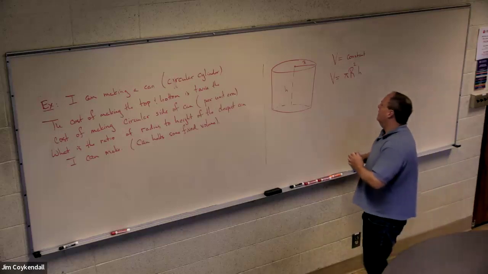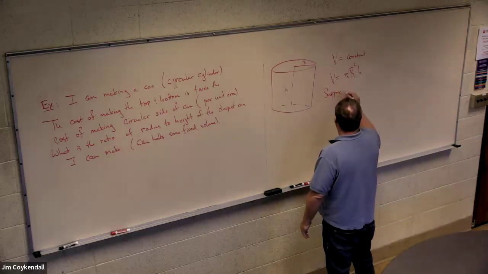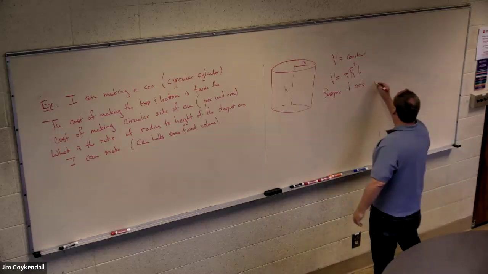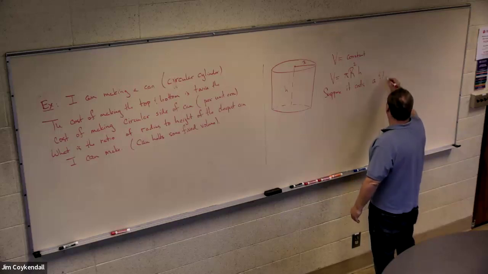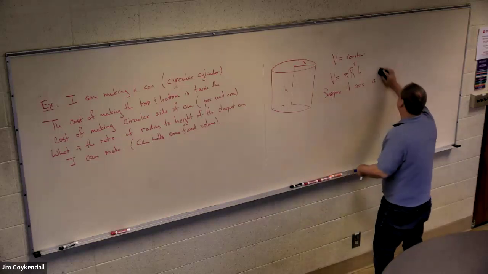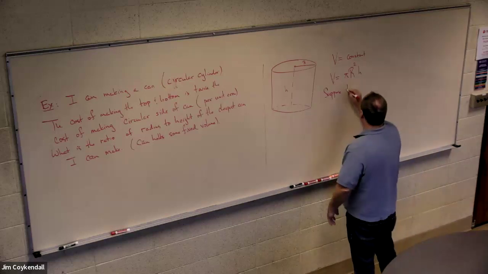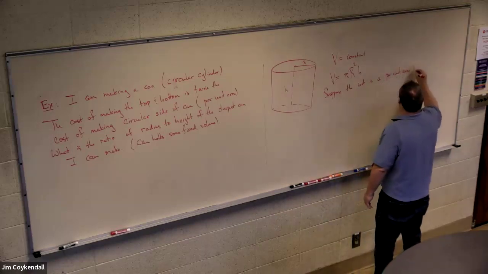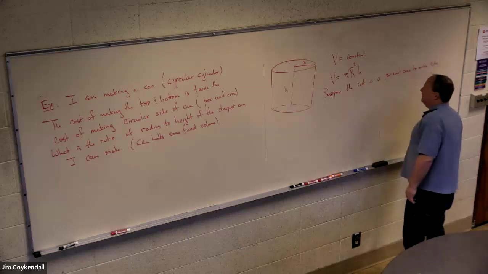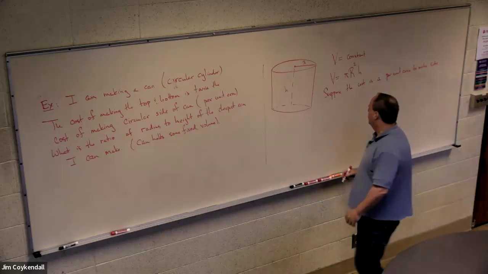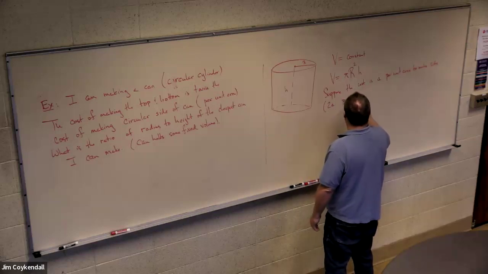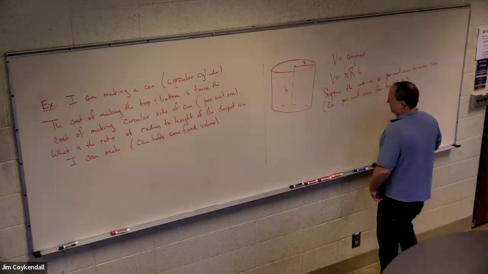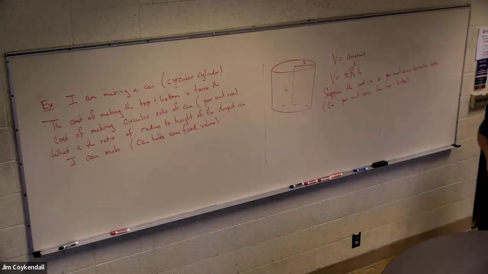Let me be super careful and say, suppose it costs... it wasn't told to me. Again, this is math. Use your brain. Suppose it costs A cents per unit area. Suppose the cost is A per unit area for the side. And so it is going to be 2A per unit area for the top and bottom, because they are a little bit more expensive to make.